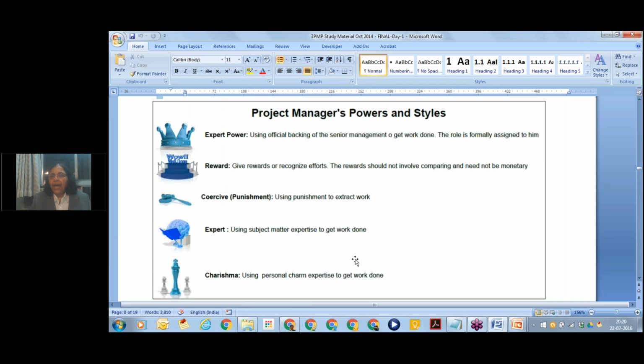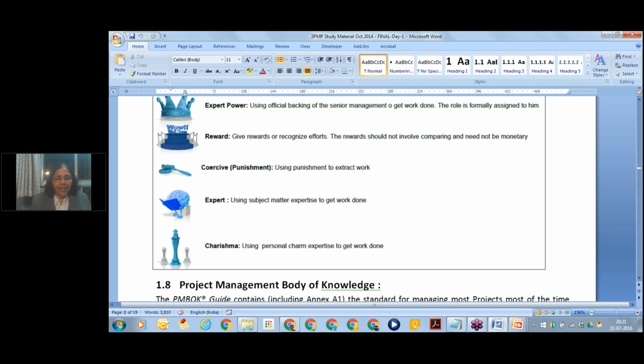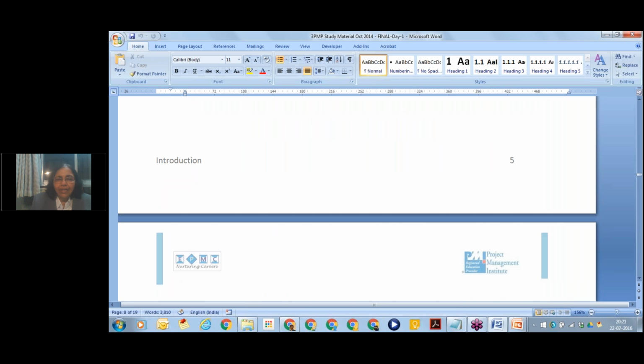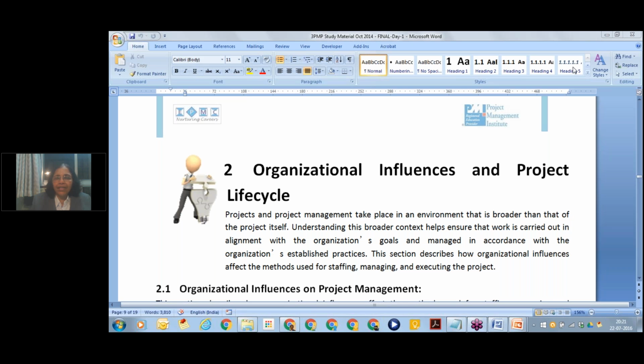What I'm going to do now is take a break for exactly 10 minutes. It's 8:20. 8:30 is what we will start, and we will start with the next chapter, organizational influences and project life cycles. Something which you should know well; very rarely, but there could be some questions on this and the concepts you have to know well. We will start that in exactly 10 minutes.